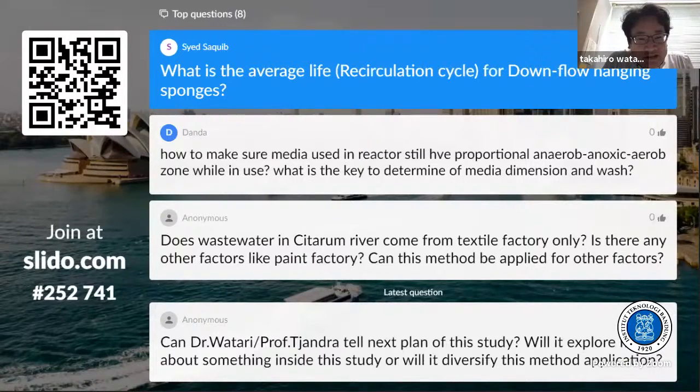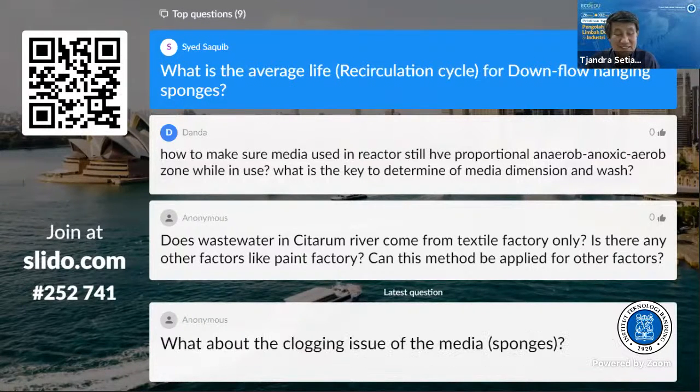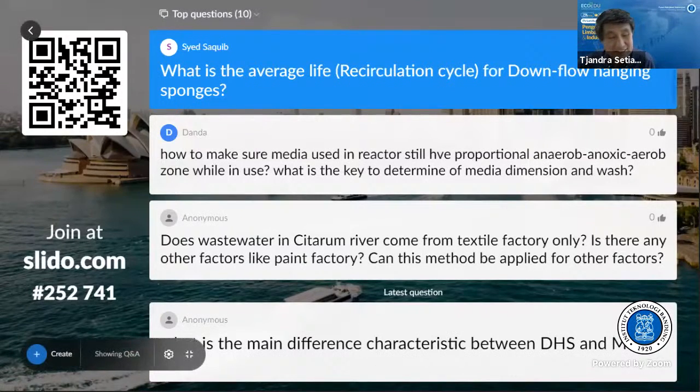Yes. In our experience, we are now operating a DHS reactor for treating domestic sewage in Thailand. Currently we have operated it for approximately 15 years, and during that time we never changed the sponge. So I can say 15 years, but maybe more, I think. Okay, so already 15 years of using the DHS without any replacement, great.